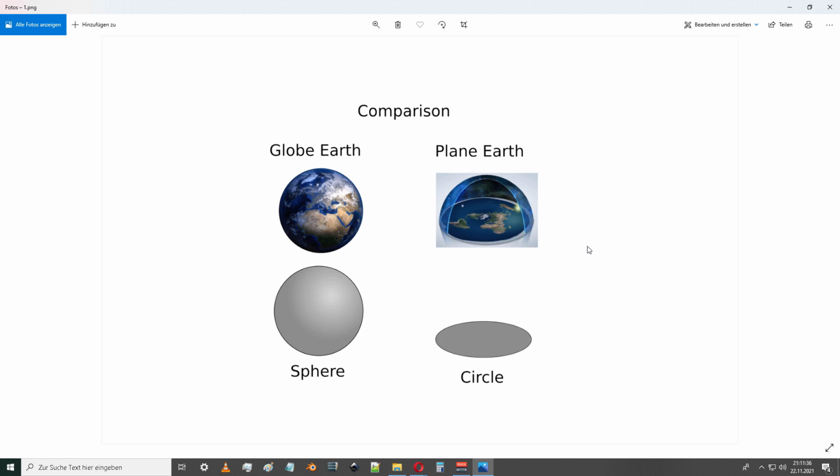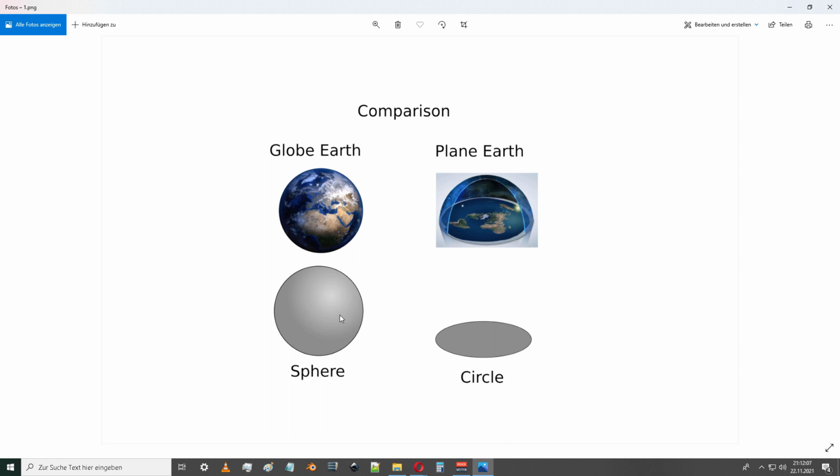So now to the plane Earth model. The plane Earth model is surrounded by glass, kind of a firmament, and is surrounded by Antarctica. Antarctica is down there in the globe model. In the plane Earth model, it's around like a ring. And of course, there and there, it's just wrapped up.